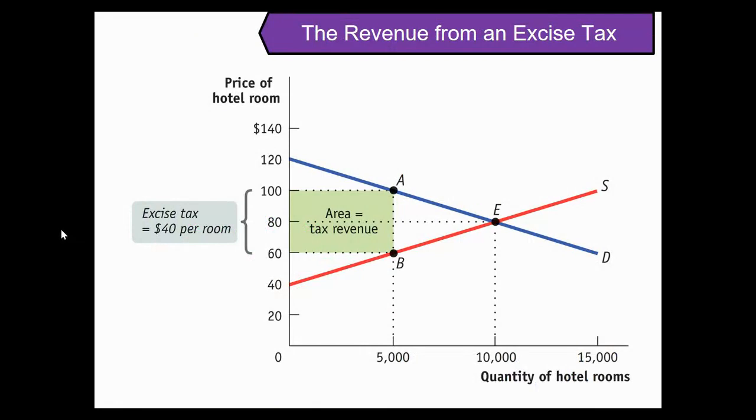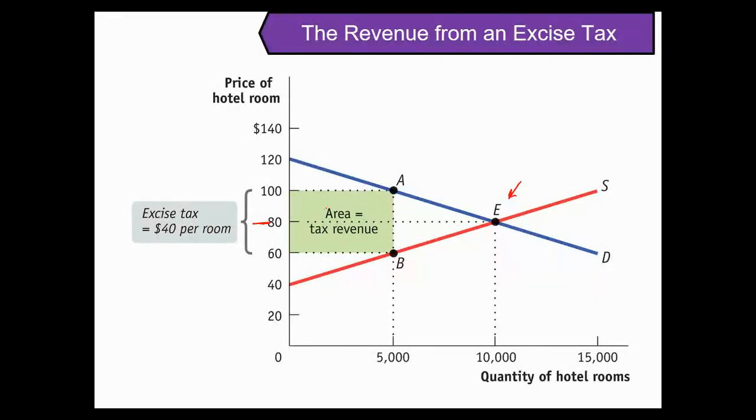So if we take a look here again, let's say the original equilibrium was $80, and we're selling 10,000 rooms. Equilibrium's at point E, that would be awesome. But we know the government is going to implement a tax. They implement a $40 tax per room.